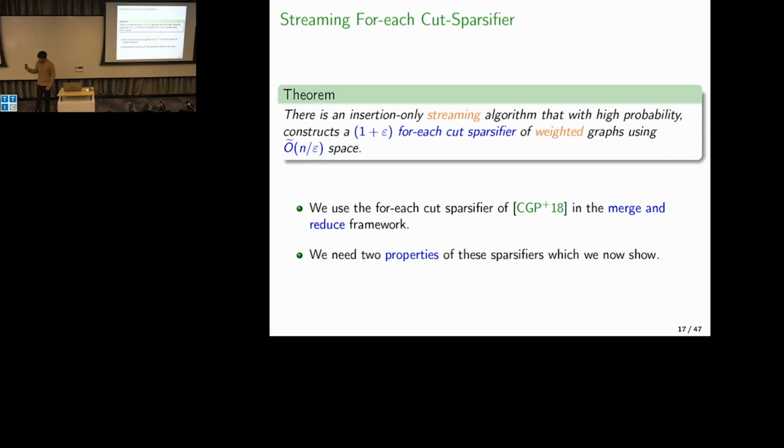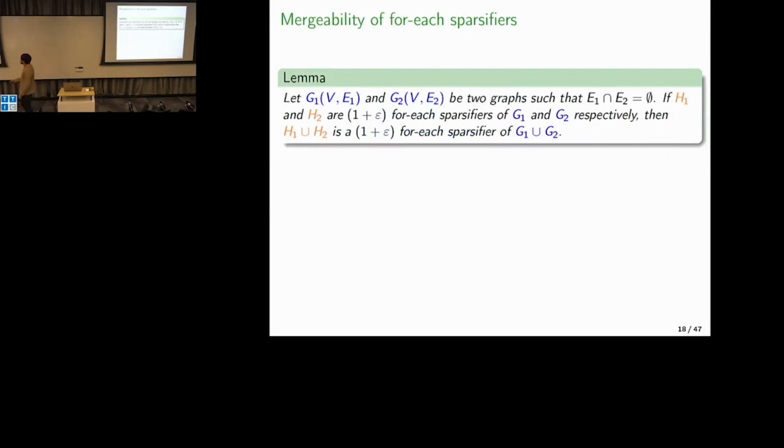Yeah, and we need two properties. The first property is called mergeability of sparsifiers. You don't have to look at the actual math that I'll show you, but intuitively what it's saying is that if I have two graphs G1 and G2 that have for-each sparsifiers H1 and H2, then if I take the union of the graphs, the union of the sparsifiers is a sparsifier with the same parameter for the union of the graphs. So H1 union H2 is a for-each sparsifier of G1 union G2.